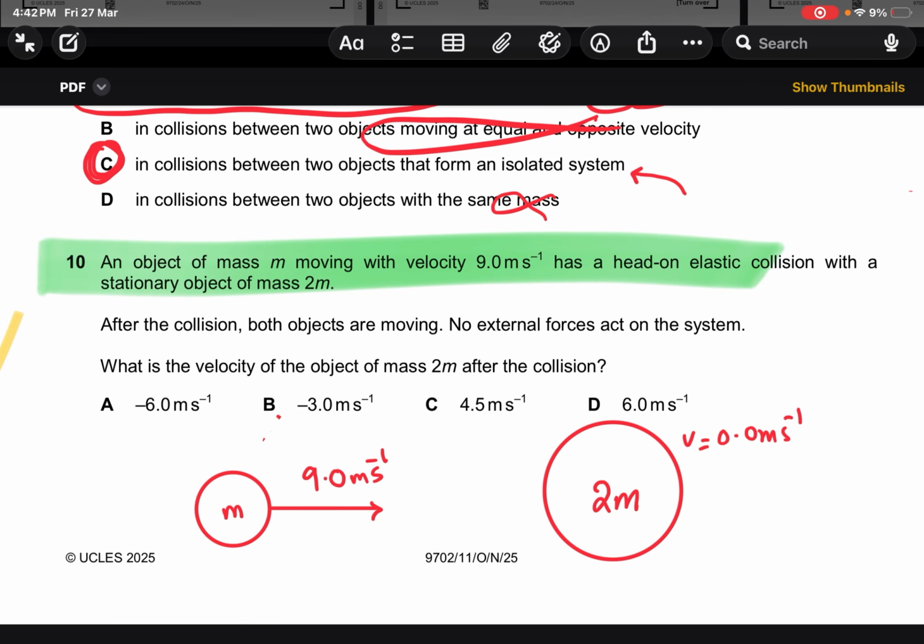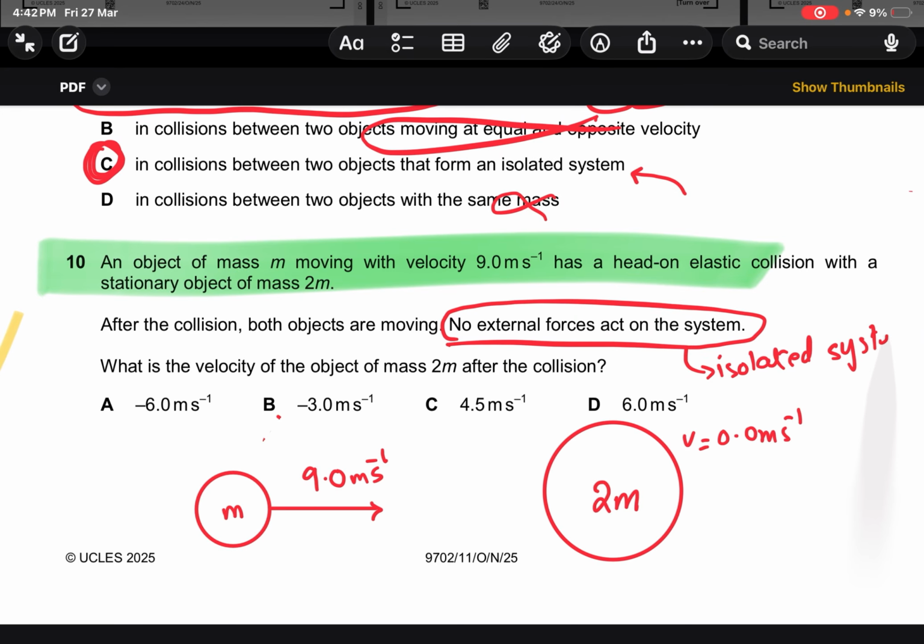No external forces act on the system. Do you see this? No external forces. That means we're dealing with an isolated system. What is the velocity of the object of mass 2m after the collision?